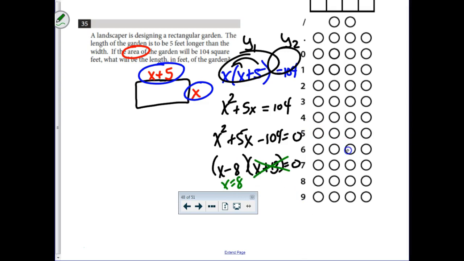So then how many kids do you think go and bubble in x equals 8, or bubble in 8? Because I know I would have. Because in math, we teach you to find x, right? But does this question want x? No. No, this question wants the length. So the length is 13. The answer is 13.